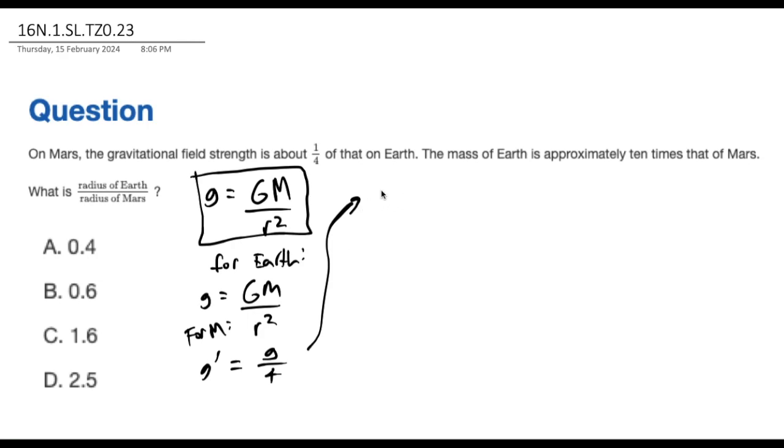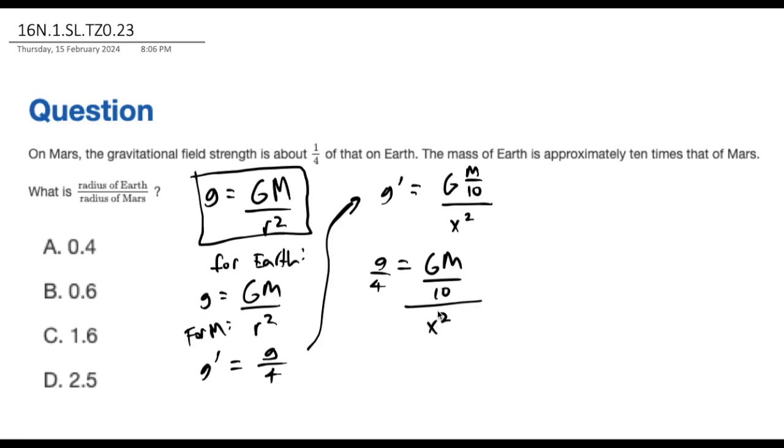Okay, so we can say g dash, the gravitational field strength of Mars, is equal to the gravitational constant multiplied into the mass of Mars, which we know is 10 times less than the mass of Earth. So using the mass of Earth divided by 10 gives us the mass of Mars. This whole thing is divided by x squared, which we're assuming is the radius of Mars. These are the x squared, and r squared is what we're going to need for the final ratio. So for g dash, let's substitute g over 4.